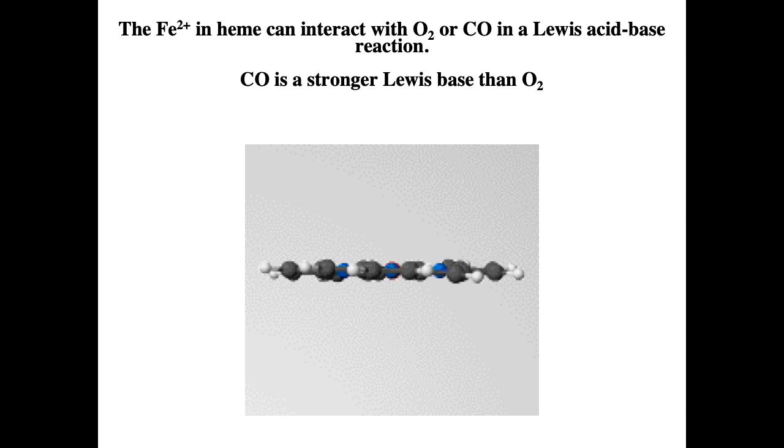Inside hemoglobin, you have a heme group with an iron, and it's a metal complex. The way your blood transfers oxygen is by oxygen getting attached to the iron in the heme group. That's just a Lewis acid-base reaction. Unfortunately, carbon monoxide is a stronger Lewis base than oxygen, and so you can die from carbon monoxide poisoning because the carbon monoxide can tie up the heme groups, and so the body can no longer transport oxygen.